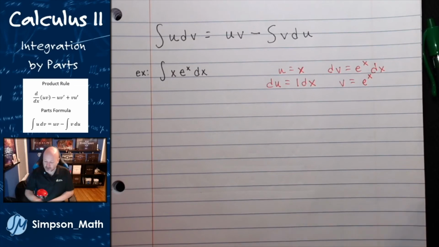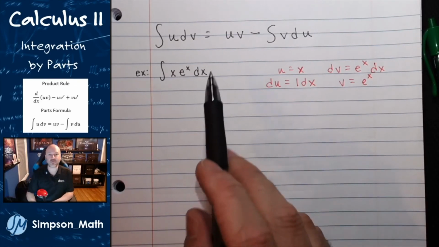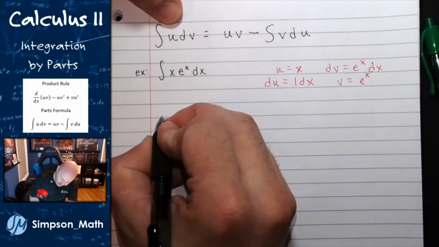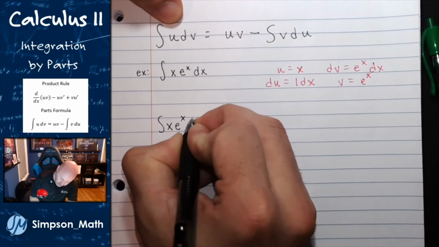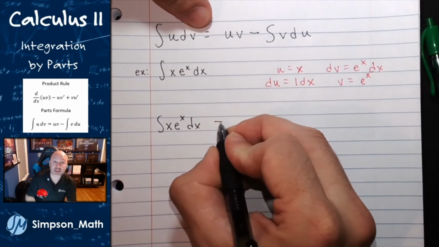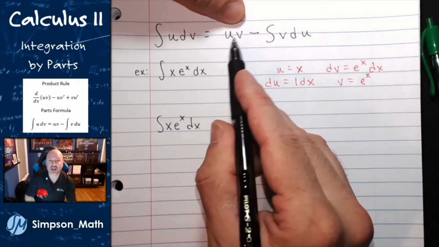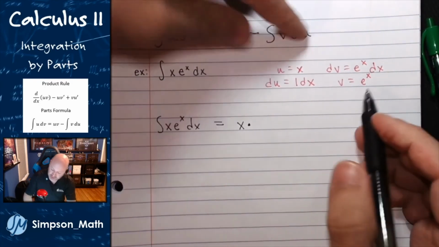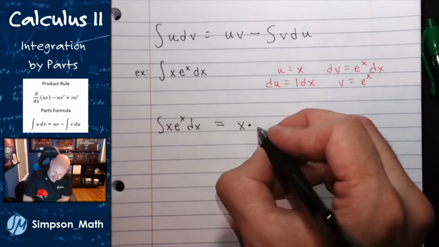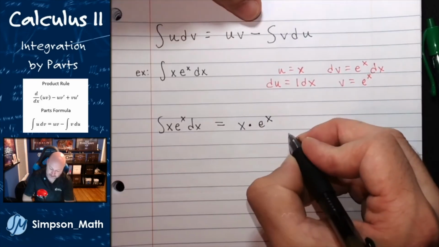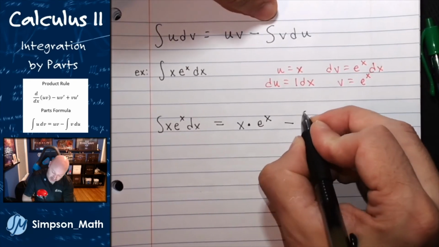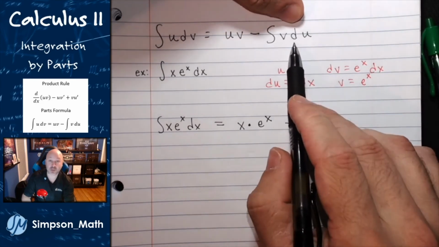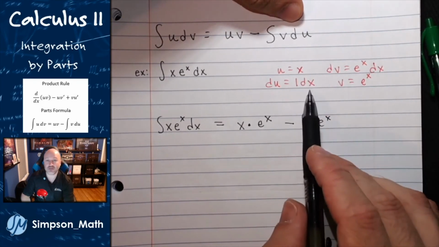With those four terms, I'm ready to apply the parts formula. I have the left-hand side of this equation. I think I'll just go ahead and rewrite it real quick. This is going to be equal to u times v. u we let be x, and we just found v to be this e to the x, minus another integral of v, which we just said was e to the x, being multiplied by du, which we found to be dx.